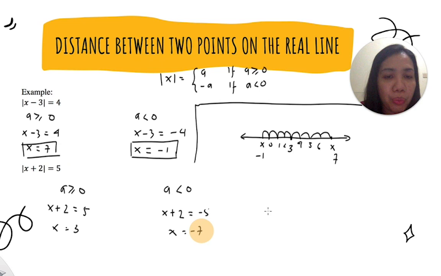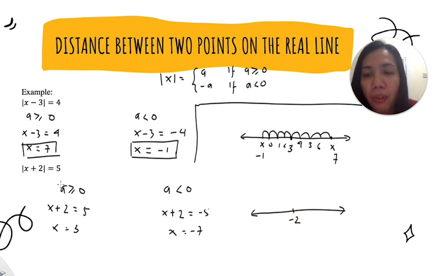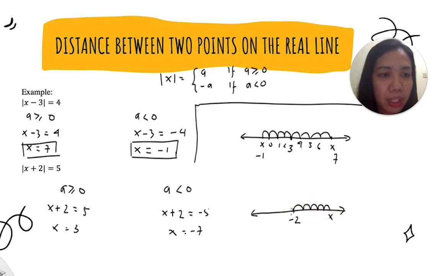Okay, if we do that on the number line, supposedly we have in here minus 2. And remember the distance between x and minus 2 is 5 units. So we count 5 units: 1, 2, 3, 4, 5. This is the first x. And 5 units to the left: 1, 2, 3, 4, 5.